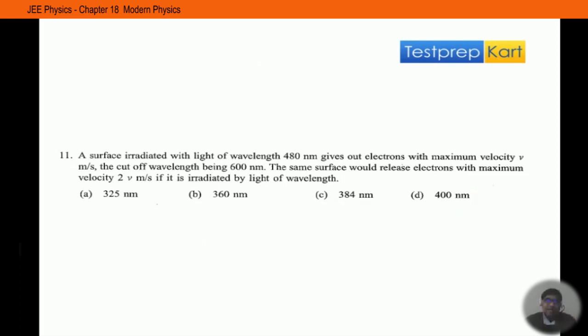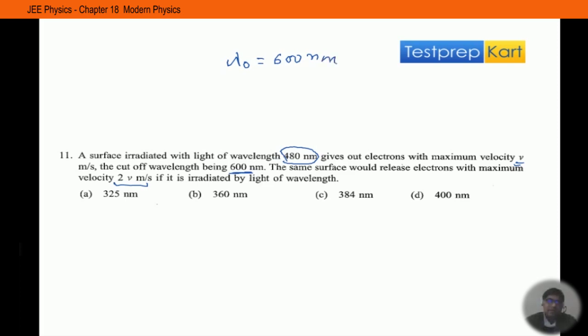Now next is a surface irradiated with light of wavelength 480 nanometers that gives out electrons with maximum velocity v, and the cutoff wavelength is 600 nanometers. The same surface will release electrons with the maximum velocity 2v meters per second if irradiated by light of wavelength... So look here, the cutoff wavelength is given, lambda naught, that is 600 nanometers.